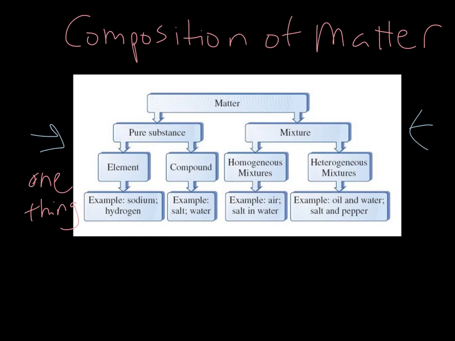An element is just that single one element. They give the examples of sodium or hydrogen. Any element on the periodic table would count. And then a compound is basically just made up of more than one type of element. So it's still one species. Water is pure water, and it wouldn't be a mixture, but it's made up of hydrogen and oxygen atoms.